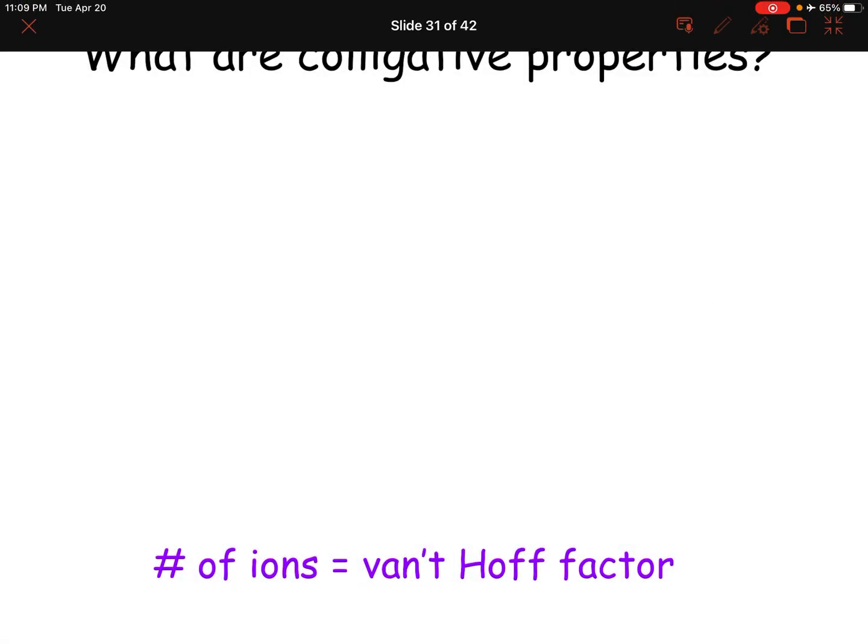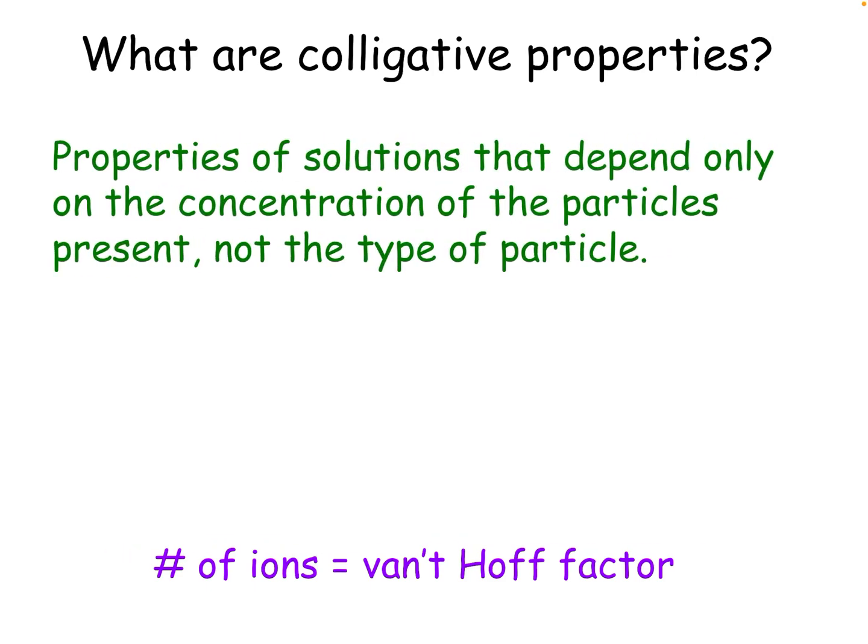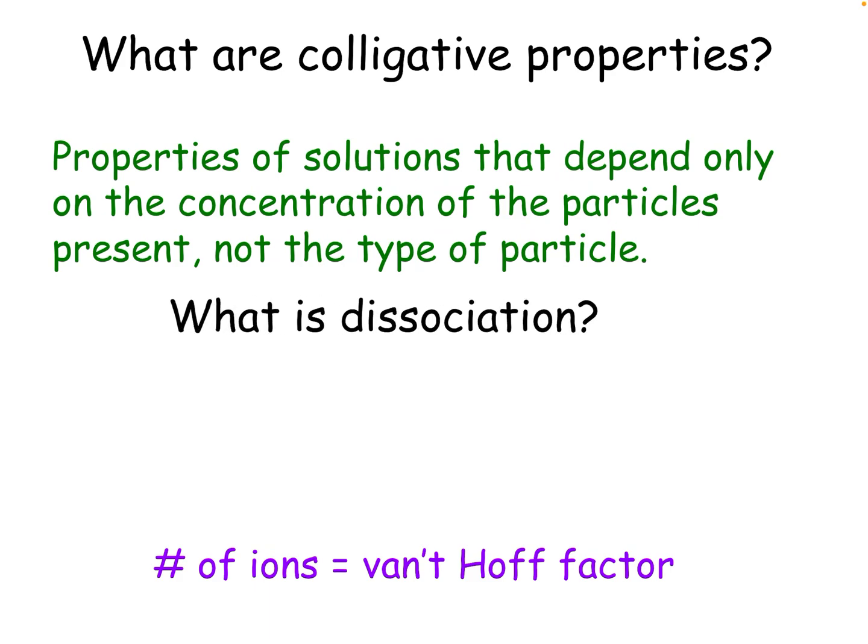Okay, so we are talking about something called colligative properties. Colligative properties are properties of solutions that only depend on concentrations of the particles, not type of particles. So you can have a whole bunch of different solutes in there, and we don't care if some are ionic and some are molecular, which means covalently bonded. We only care about how much there is, the concentration.